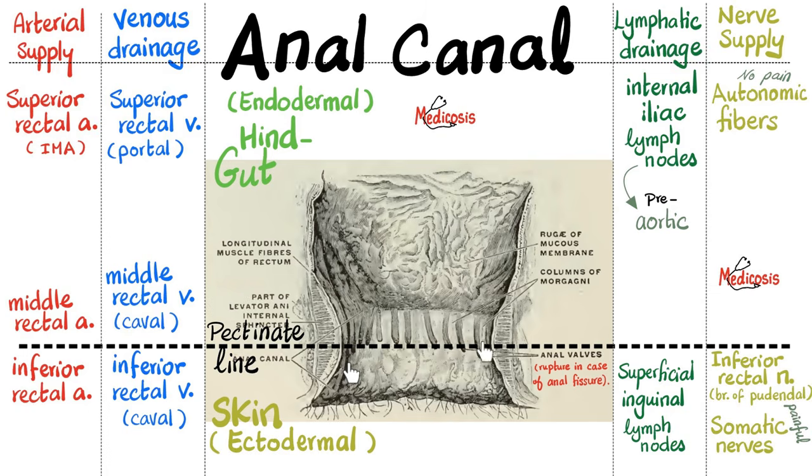Why do we divide the anal canal like this, above the pectinate line and below the linea pectinatum? Because of embryological difference. Above the pectinate line is derived from the endoderm because it's part of the gut, but below the pectinate line is derived from the ectoderm because it's part of the external skin.